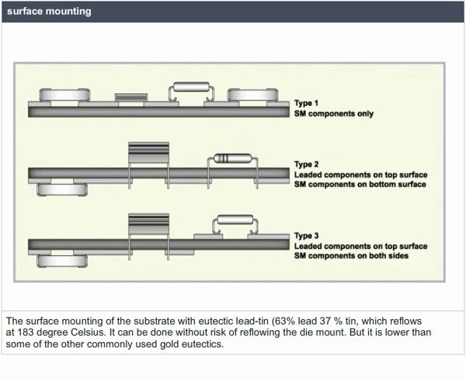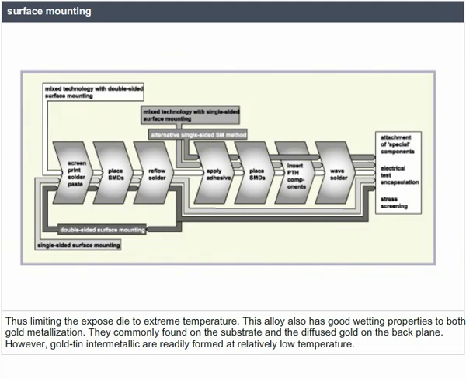It can be done without risk of reflowing the die mounts, but it is lower than some of the other commonly used gold eutectics, thus limiting the exposed die to extreme temperature. This alloy also has good wetting properties to both gold metallizations, commonly found on the substrate and the diffused gold on the backplane.